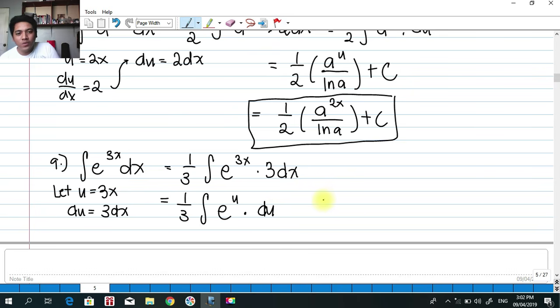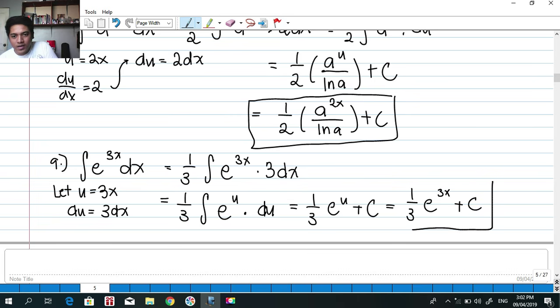So here we can simplify it: 1/3, the integral of e raised to 3x is e raised to u, and 3 dx is du. The integral of e^u du is simply e^u plus c. So 1/3 times e, where u is 3x, so that is e^(3x) plus c. Very, very, very simple.